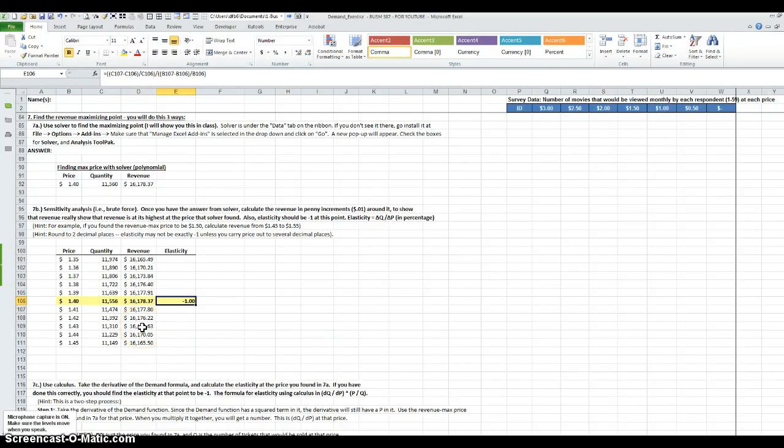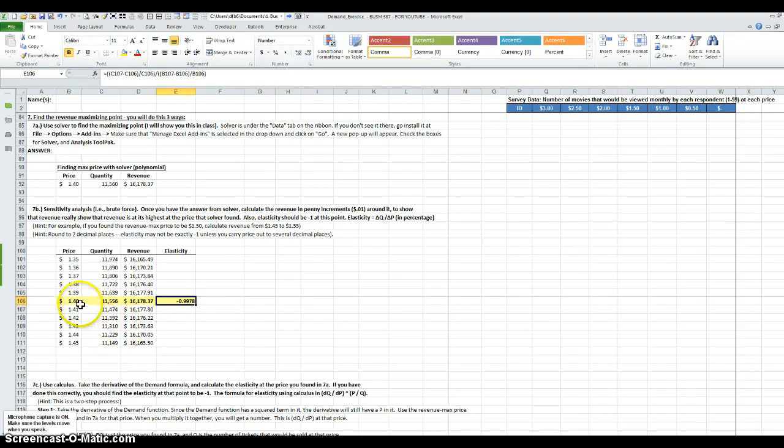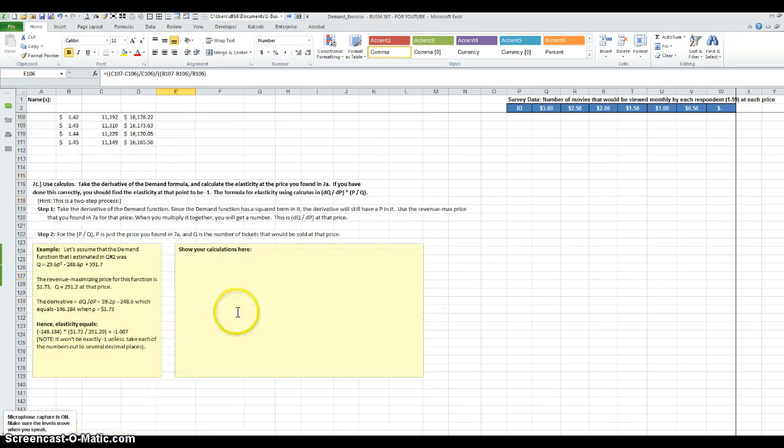And the other thing I wanted you to see here is that if you've done it right up here, you should get the same value right there. I've done it to 2 decimal places. If I take it to more, it's not exactly -1, and that's because this isn't exactly $1.40. It's $3.99. Okay, now using calculus.